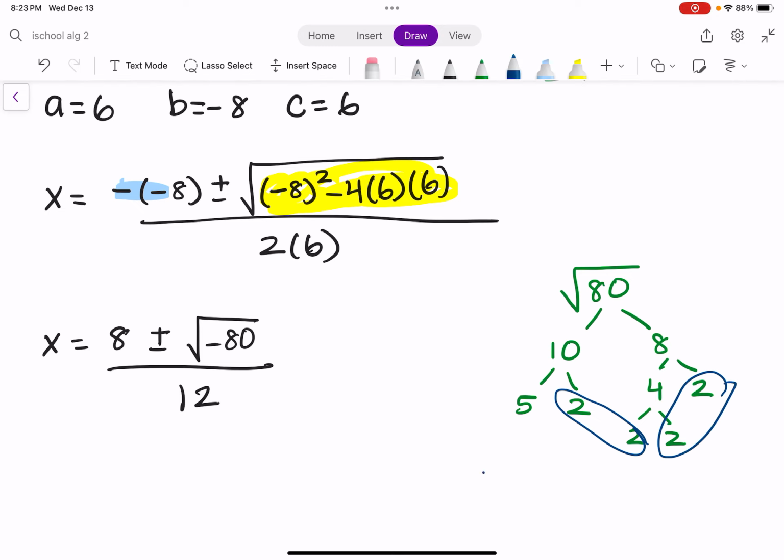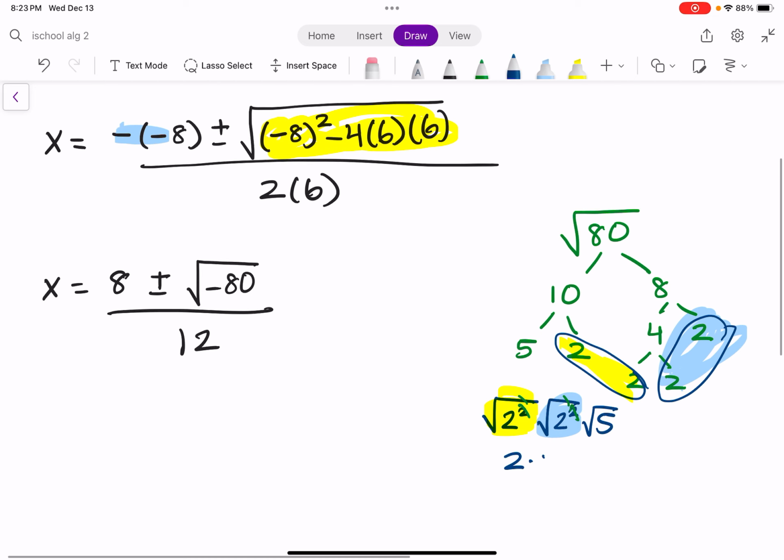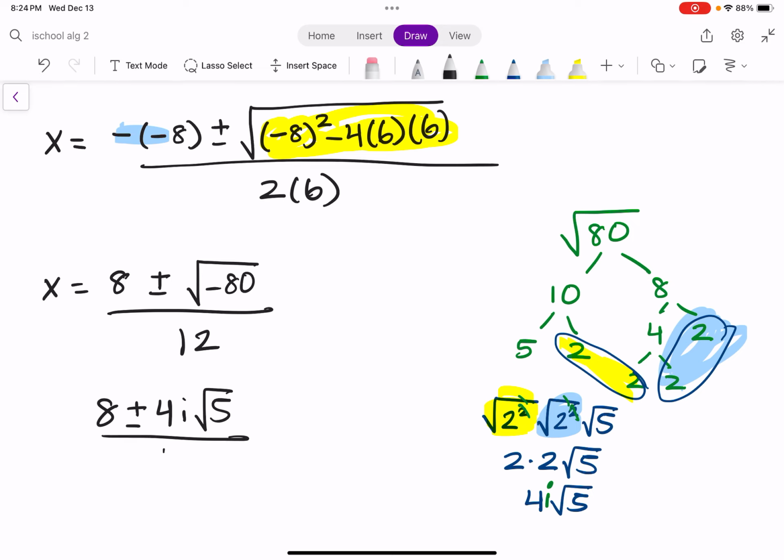So in the end, I can write it like this: the square root of 2 squared, the square root of 2 squared, and the square root of 5, right? The first pair is this, and the second pair is this. We know that if we square a square root, it's going to get rid of the square root. So it's going to be 2 times 2 square root of 5, in other words, 4 square root of 5. And since it's -80, it's going to be 4i square root of 5. So I'm going to rewrite it like this: 8 plus or minus 4i square root of 5 all over 12.